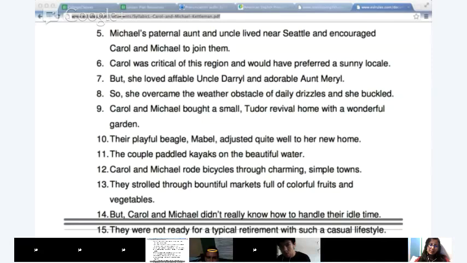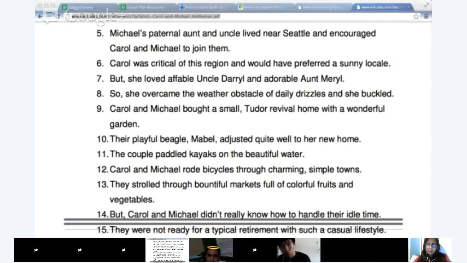Let's go ahead and do one more with you, Sella, one more with you, Tatiana, because you keep getting these smaller sentences. So I'm going to repeat this next one. The couple paddled kayaks on the beautiful water. Go ahead, Sella. The couple paddled kayaks on the beautiful water. Okay, Tatiana? The couple paddled kayaks on the beautiful water. Okay, all right. The next one.